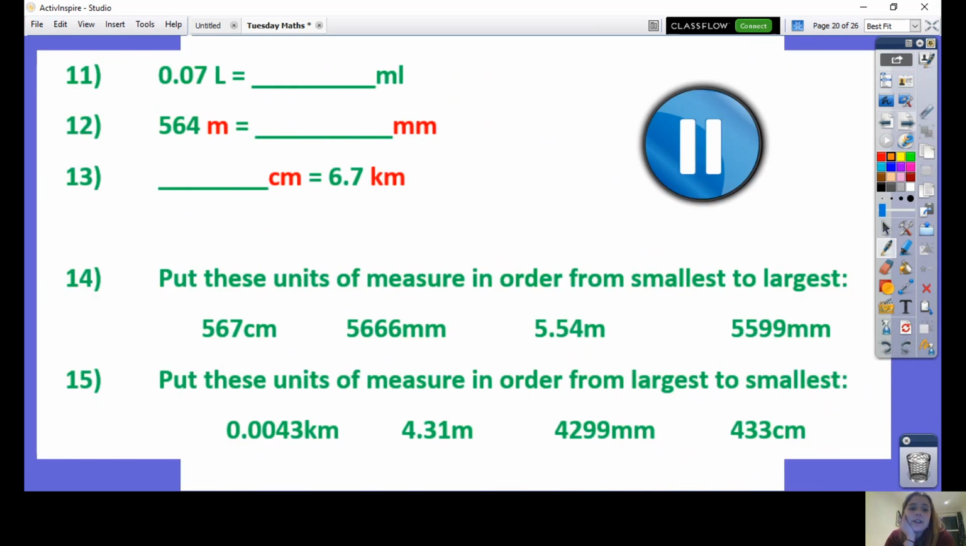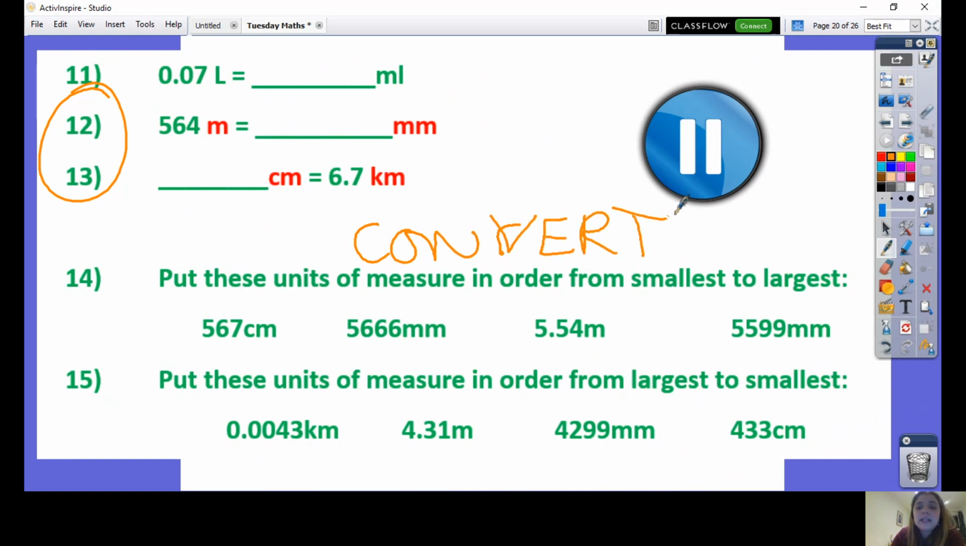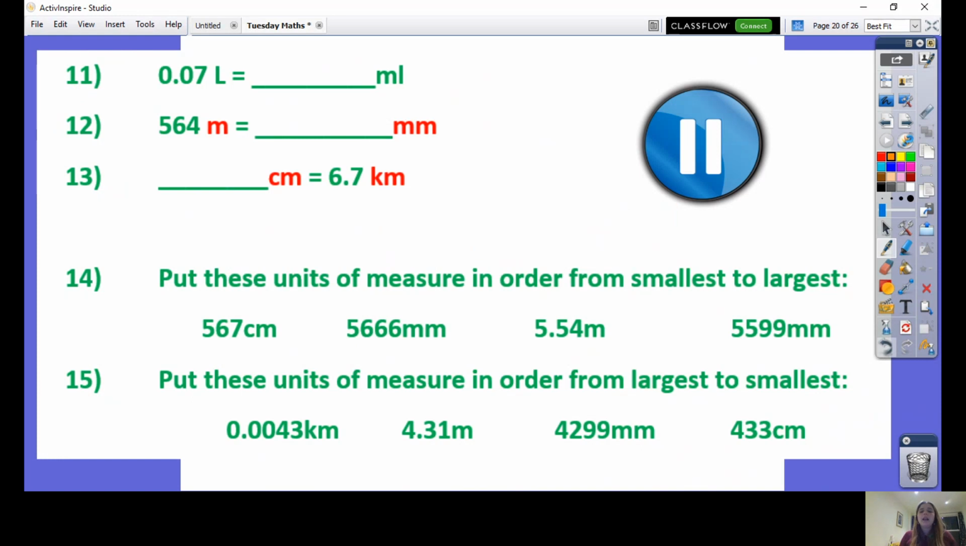Okay, I'm going to ask you now to pause this video and have a go at this group of slightly harder questions. For these ones, you might be doing more than one jump, and for these ones, you must convert before you put them into order. Please make sure you convert before you put them in order. Okay, I'd like you to pause the video and have a go at answering those questions, please.